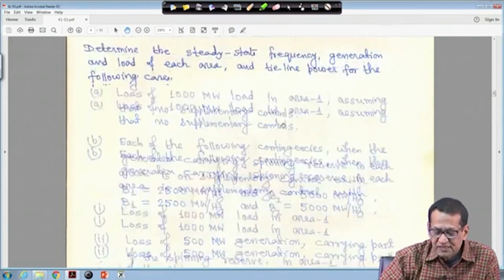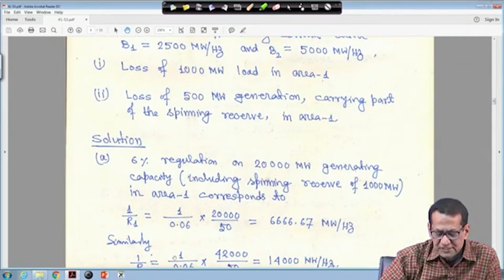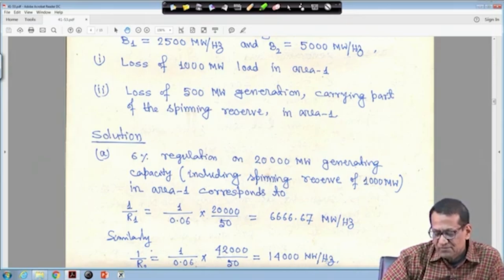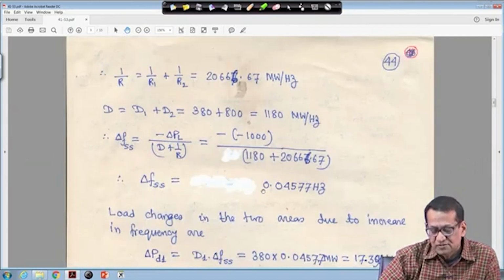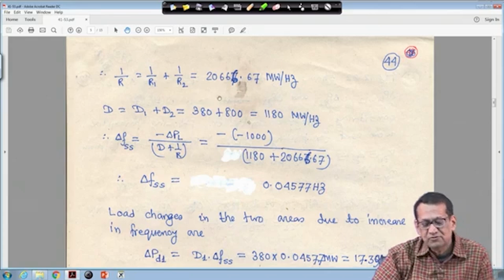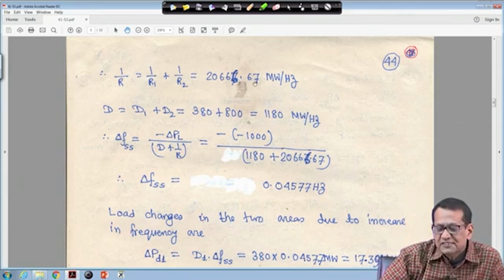So, this one we have taken that 1/R2 is equal to 42,000 upon 6% of 50. So, 14,000 megawatt per hertz, right. Now 1/R is equal to 1/R1 plus 1/R2. So, if you add both, it will be 2667.67 megawatt per hertz, right.